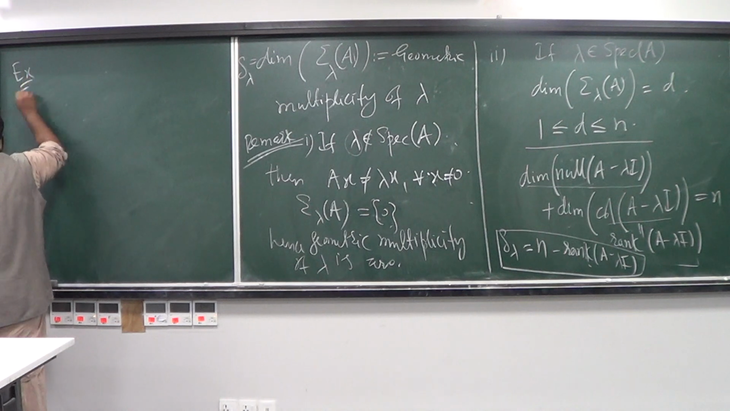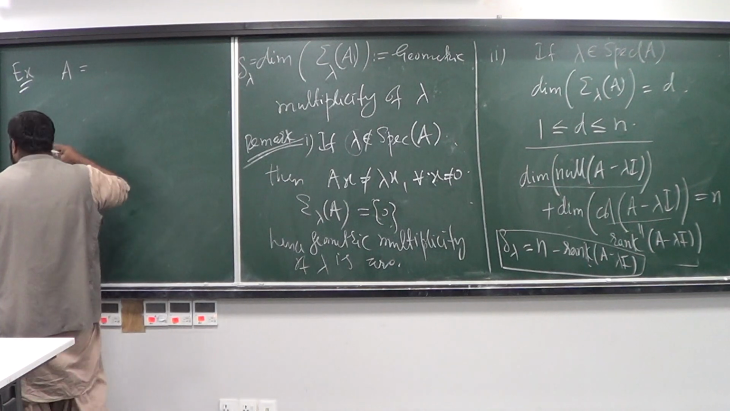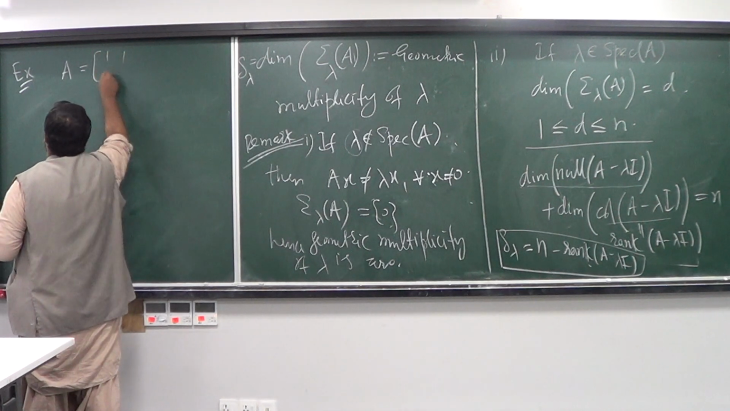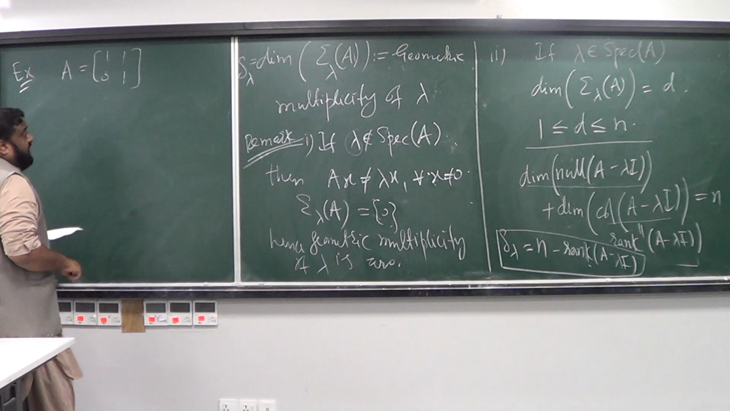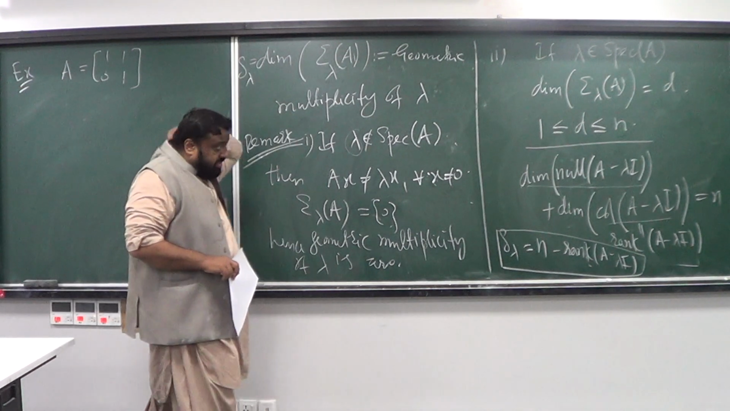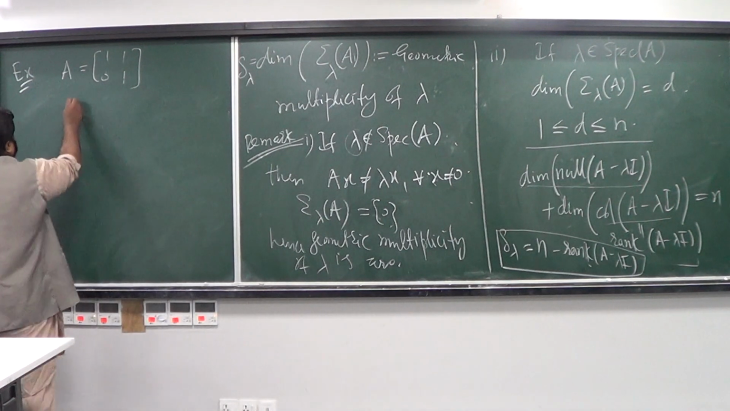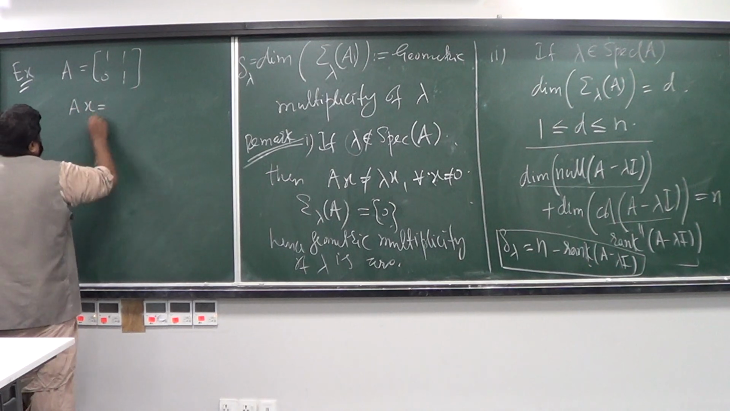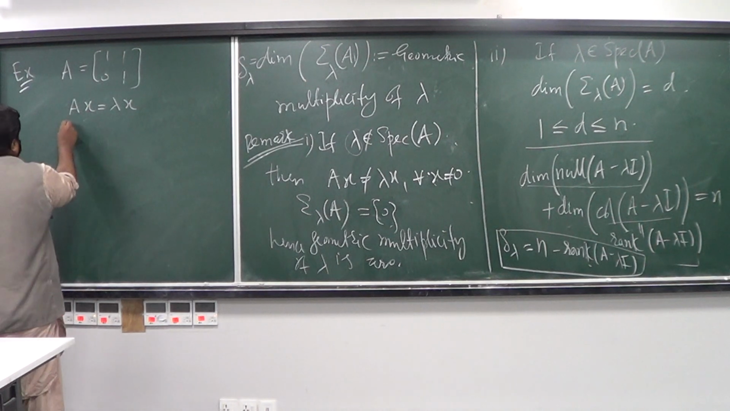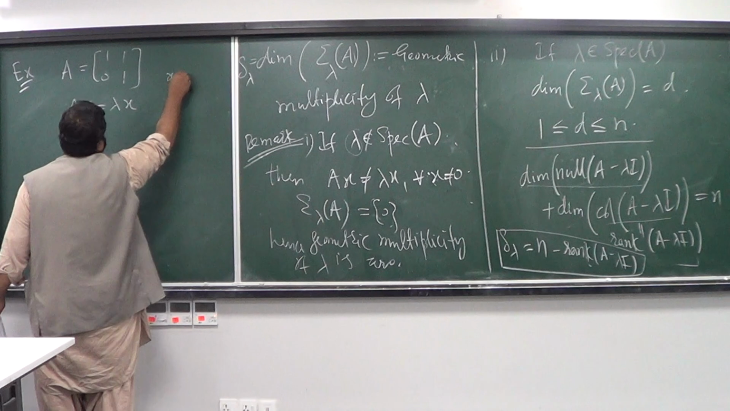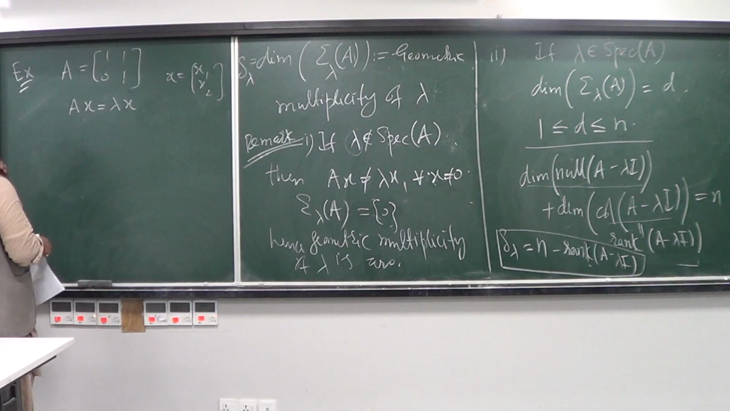Consider a 2 by 2 matrix which goes like 1 1 0 1. What we would like to find is the eigenspace of this matrix and the geometric multiplicity. Let's first find its eigenvalues. In order to find the eigenvalues, we need to solve the system Ax equal to lambda x. If I take x to be x1, x2, let's solve this system.